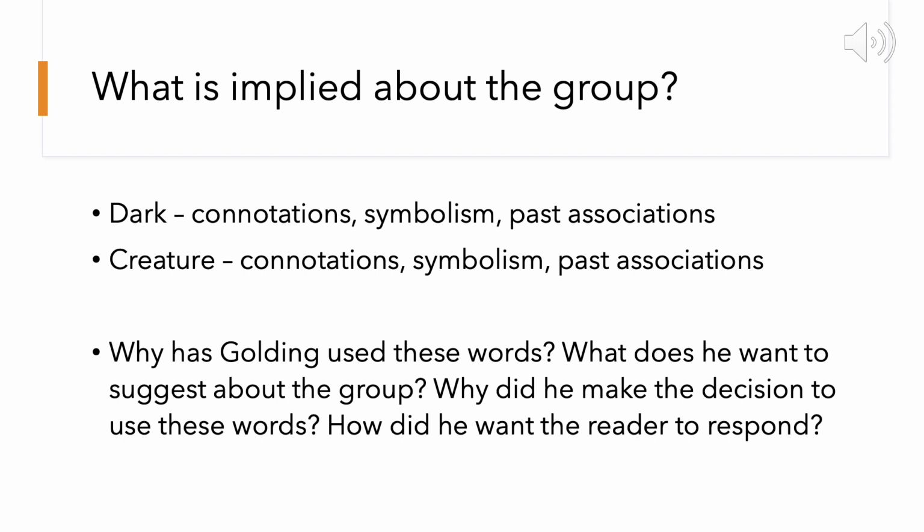So then your job is to explain in as much detail as possible using those verbs from the reader, so that you can use the green ones I used, you can use the ones from the previous slide, but you need to explain why has Golding used these words? What does he want to suggest about the group? Why did he make the decision to use these words? How did he want the reader to respond?